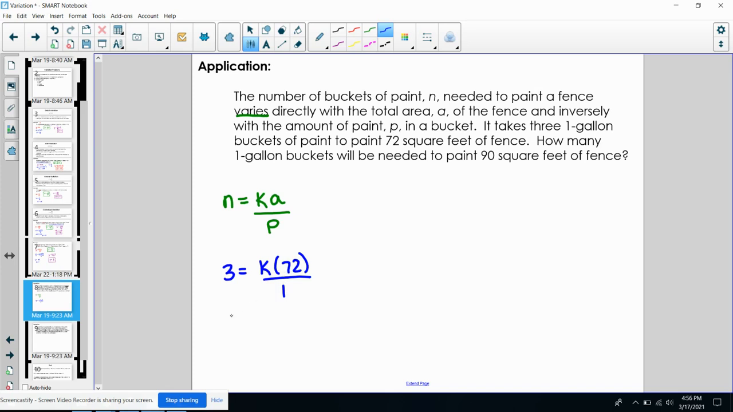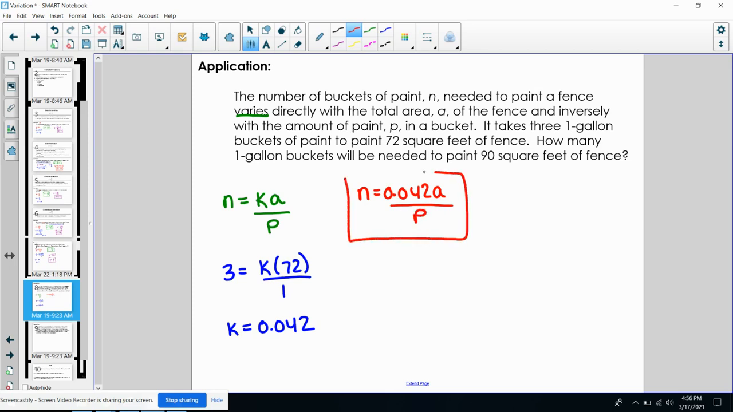So now when I go ahead and I solve this, I'm going to end up with K is going to equal 0.042, or 1 over 24. So I'll plug that in. So N equals 0.042 A over P. So this is going to be the equation that we use. And then we're going to find the answer that they're asking for.